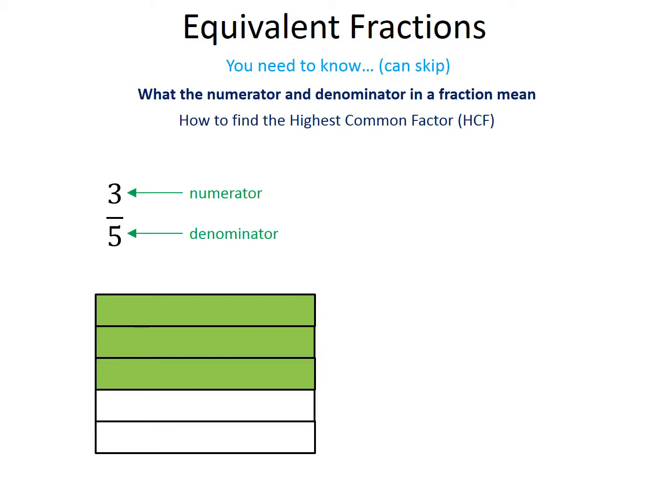And the reason is that the denominator here tells us how many pieces would make up a whole. So that's why the whole thing is split up into 5 pieces, and that's the denominator. And the numerator here tells us how many pieces we actually have. That's why only 3 of the 5 pieces are shaded. So that's the numerator and the denominator. It's important to remember what they actually mean.